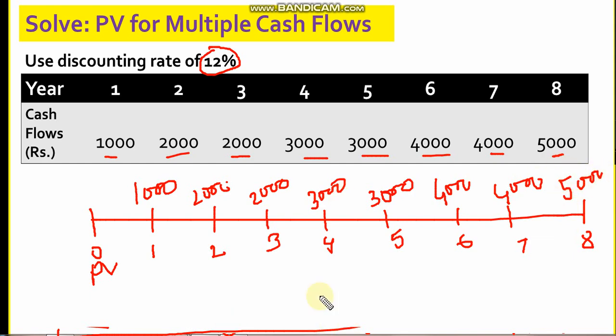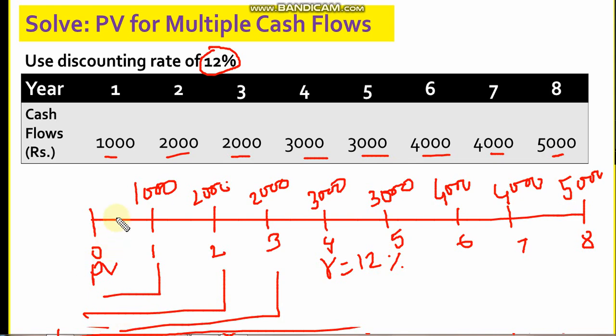Okay, now what I have to do is apply a discounting rate of 12%. I have to convert them. Individually I have to convert all these figures, right? So for the first figure, what should I write? 1000 divided by 1 plus 0.12 to the power 1.